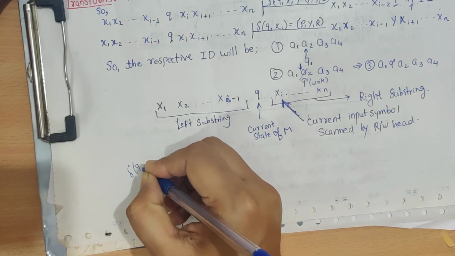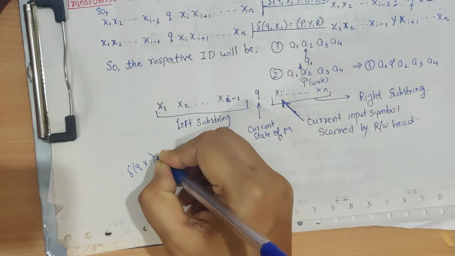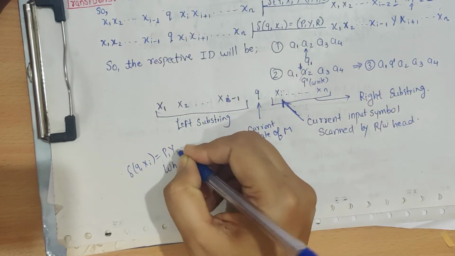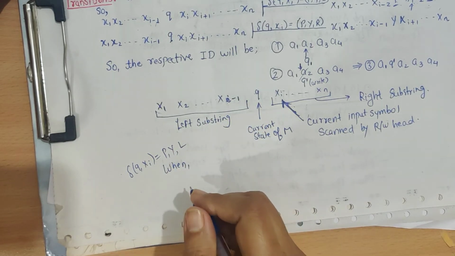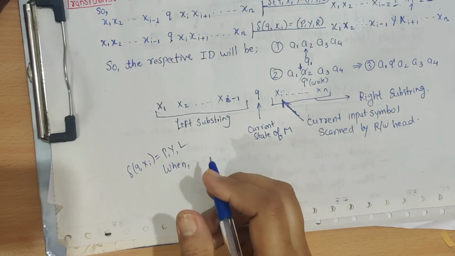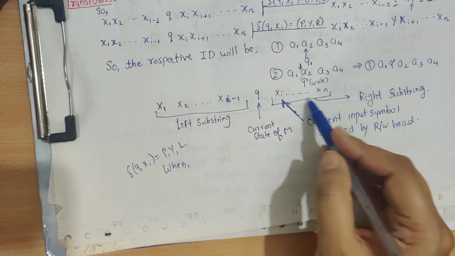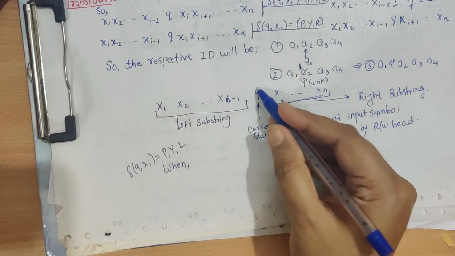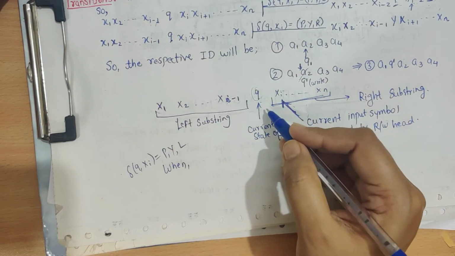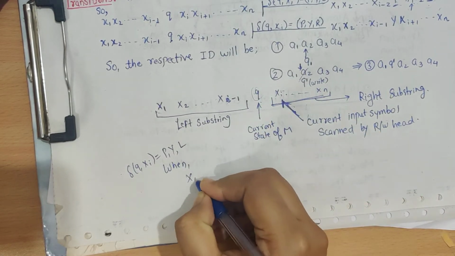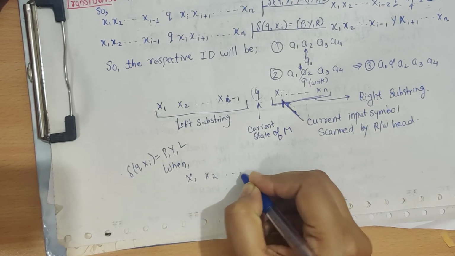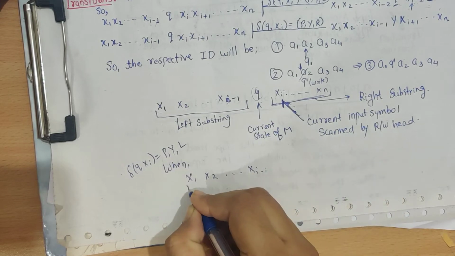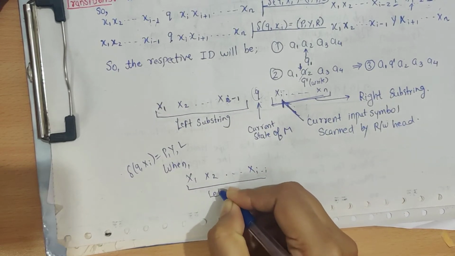When delta of q comma xi, then it changed to which state? P. Then the new replacement symbol was y, and it moved towards the left. So how will we represent it? Let's see this. Within this we have to write the replacement symbol, whichever it is. So x1, x2 up to xi minus 1. This was our left substring.